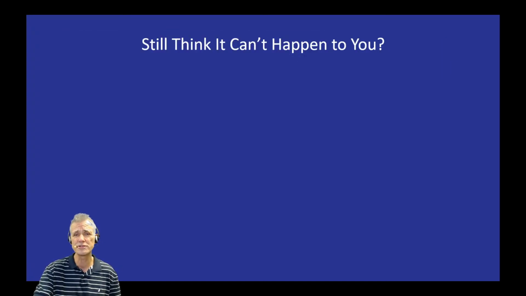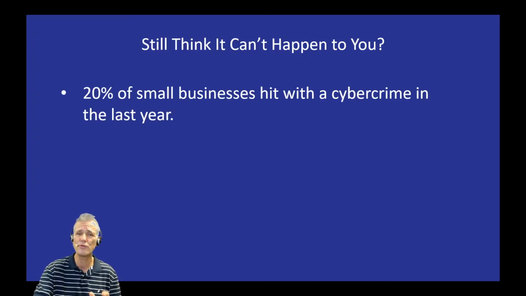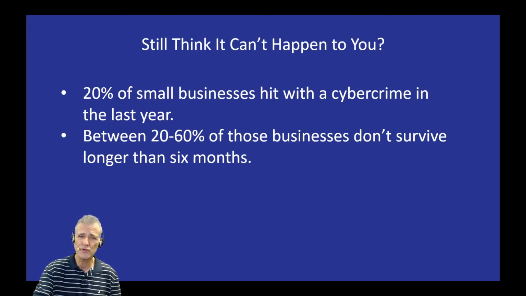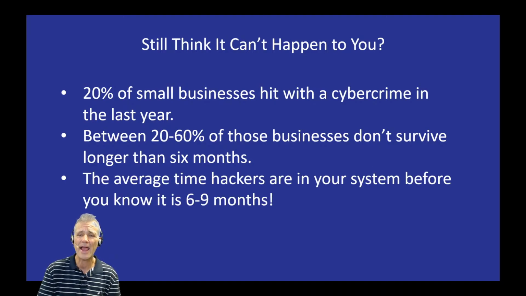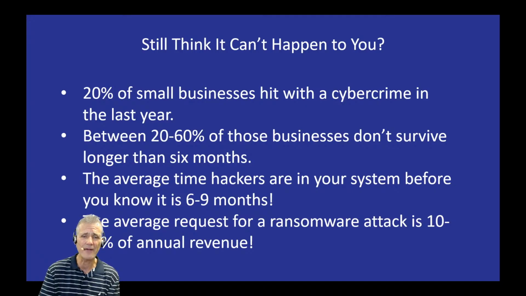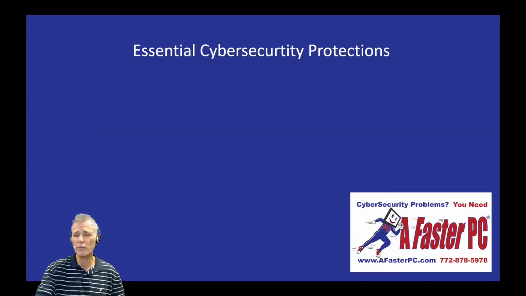So how do you protect yourself? So if you think this can't happen to you, 20% of all small businesses were hit with a cyber crime last year. Between 20 to 60% of those businesses don't survive longer than 6 months. And the average time hackers are in your system before you know about it is 6 to 9 months. Now, the average request from a ransomware attack is 10 to 20% of your annual revenue. By the way, after they've been in your system for 6 to 9 months, they know what your annual revenue is. So here we're going to go over some essential cybersecurity protections.